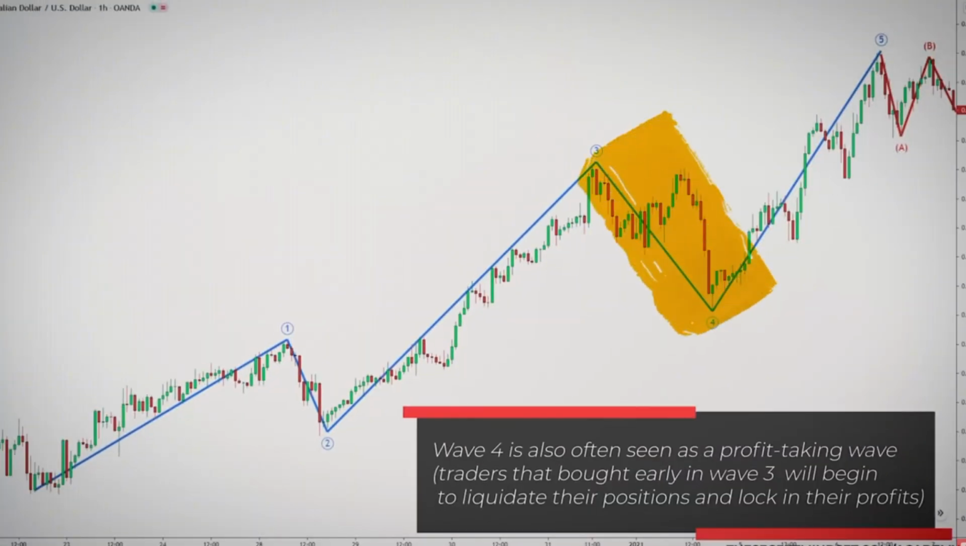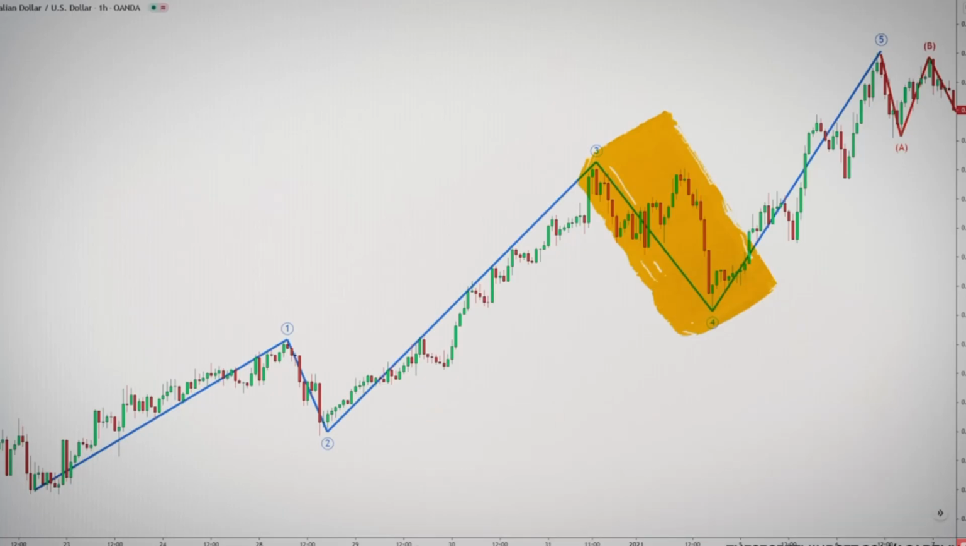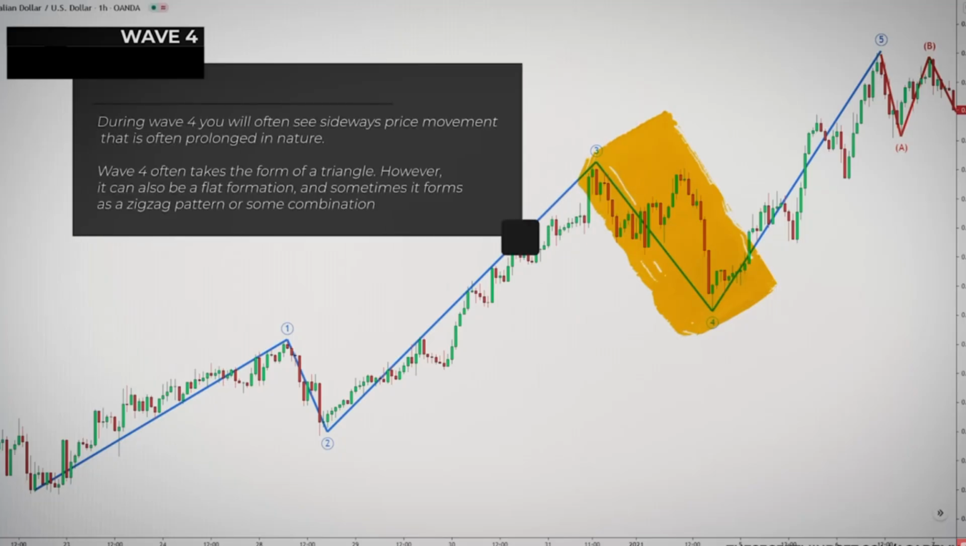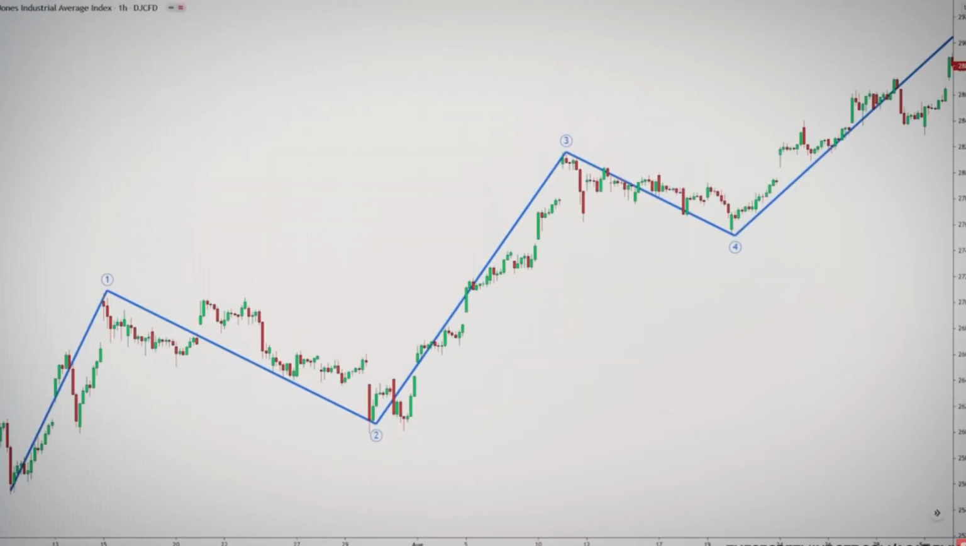Wave 4 is also seen as a profit-taking wave because those traders that bought early in wave 3 are sitting on a healthy amount of profits. Many of those traders will begin to liquidate their positions and lock in profits. This creates a sideways price movement that is often prolonged in nature. Wave 4 often takes the form of a triangle. However, wave 4 can also be a flat formation, and sometimes it forms a zigzag pattern or some combination.